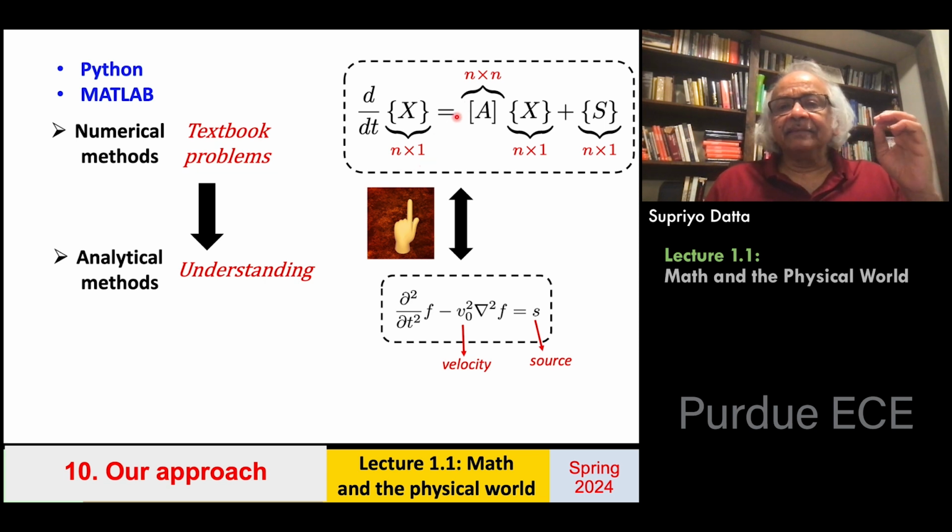And then there's a matrix which multiplies this column vector. So it's like dx/dt equals Ax plus s. That's the form of the equation that we'll be dealing with. This often might look very different from the standard wave equation, but at some point we'll show you that the two are really equivalent. You could go from one to the other.